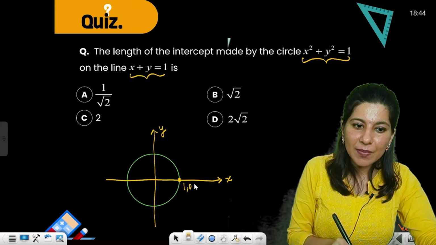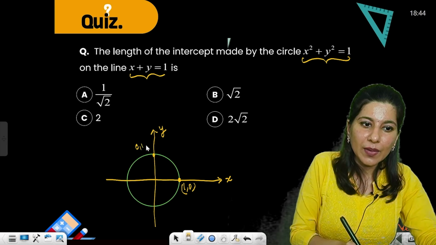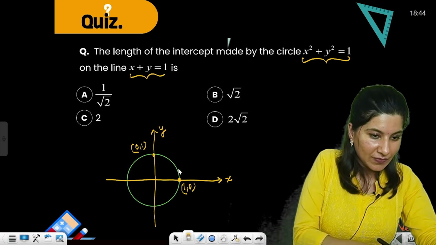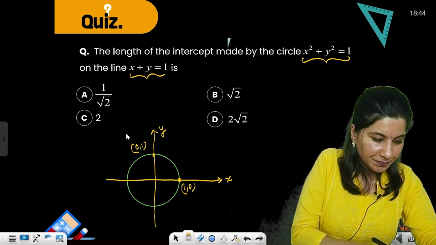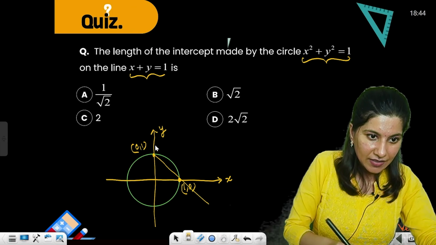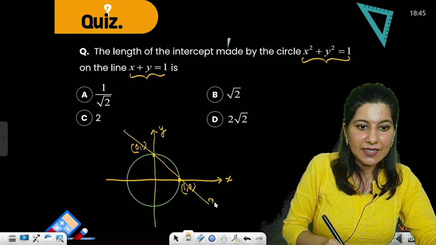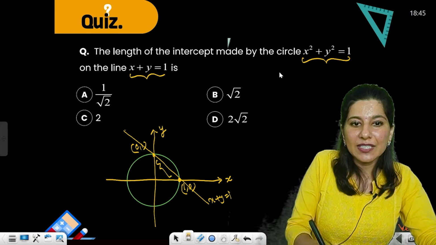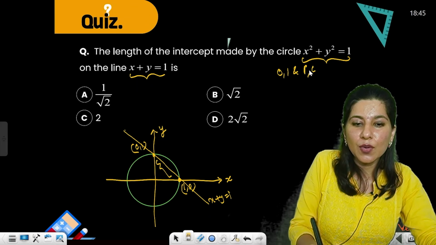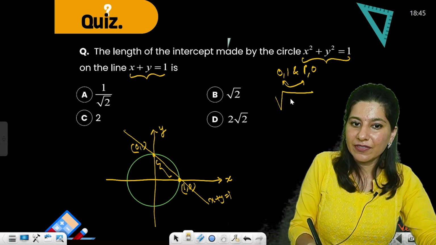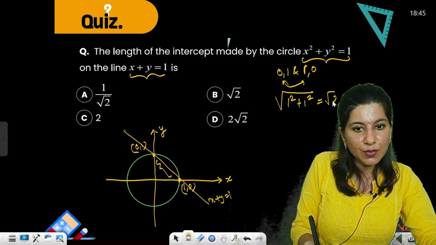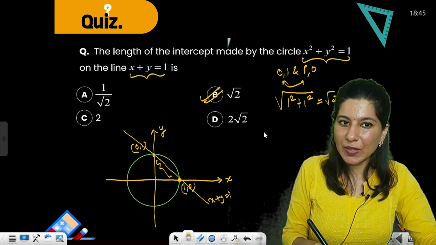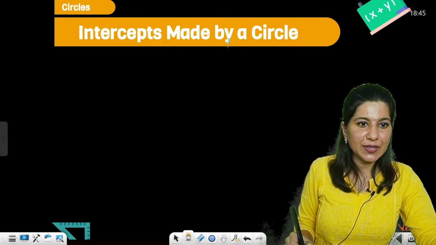Can you see the circle passes 1, 0 and 0, 1? And the line also is like this, x and y intercept. So, this line is this only. This is your line, right? X plus y is equals to 1 is this line. So, now you don't have to worry about intercept. You just need this distance. Distance between 0, 1 and 1, 0 will be square root of 1 square plus 1 square. So, root 2 is your intercept. Option B is absolutely right. Okay. Alright. So, this question also done nicely.